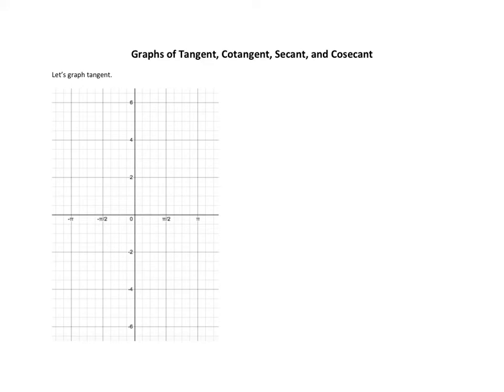In this lesson, we'll examine the graphs of tangent, cotangent, secant, and cosecant. So let's begin with graphing tangent. So that is y is equal to tan x, like this. By definition, tangent is the ratio of sine to cosine.